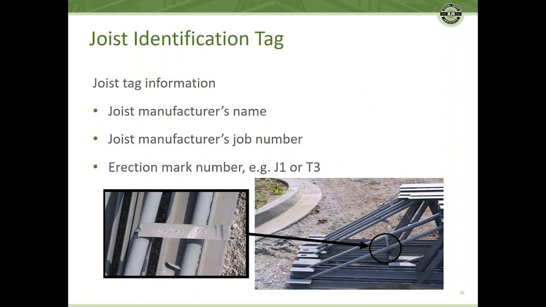So on this metal tag, there will be at least 3 pieces of information: the joist manufacturer's name, the joist manufacturer's job number, and then the erection mark number of that joist. So in this particular case, you can see that the manufacturer on the tag, it's kind of embossed in the tag as Volcraft. The manufacturer's job number is 605453, and then the mark number on this particular tag is J23, if you can see that there.